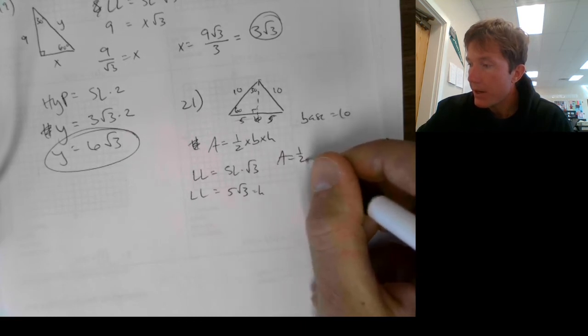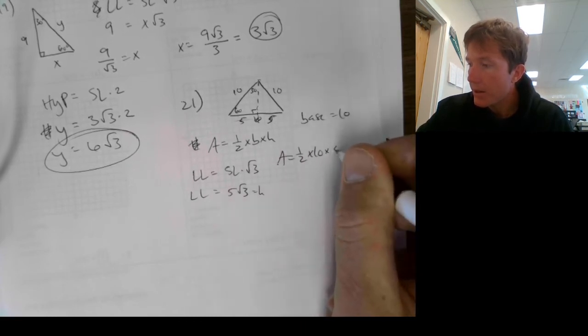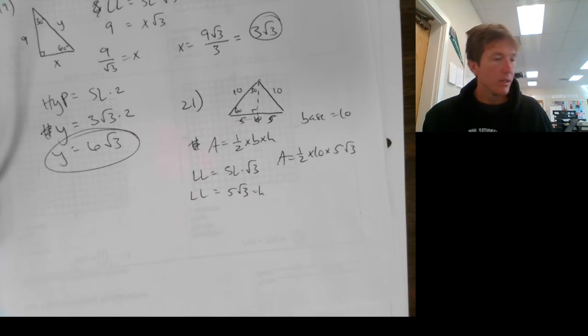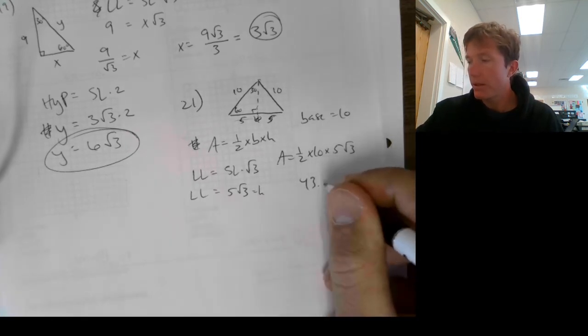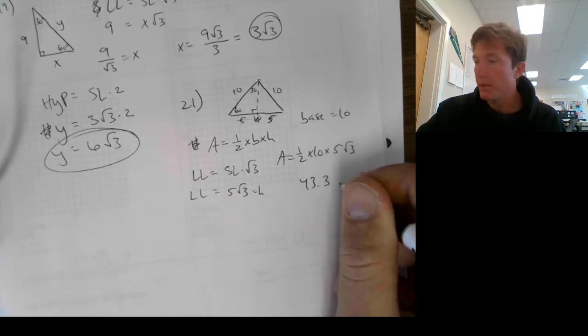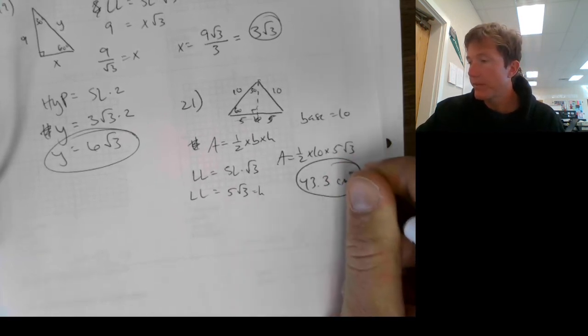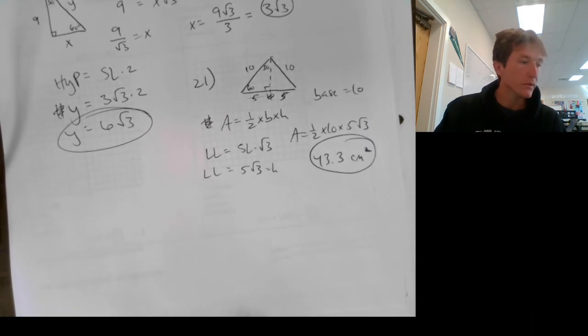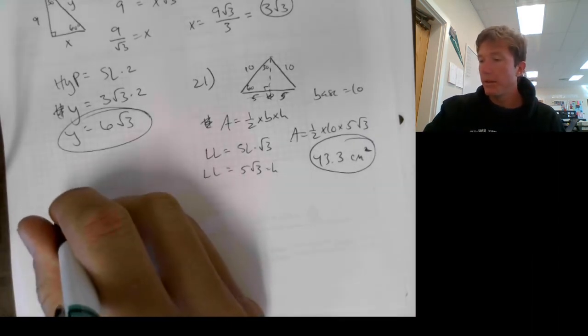Area equals 1/2 times 10 times 5 root 3. And it says round to the nearest tenth. So that's 25 times root 3, which is 43.3 centimeters squared. Next we'll do number 23.